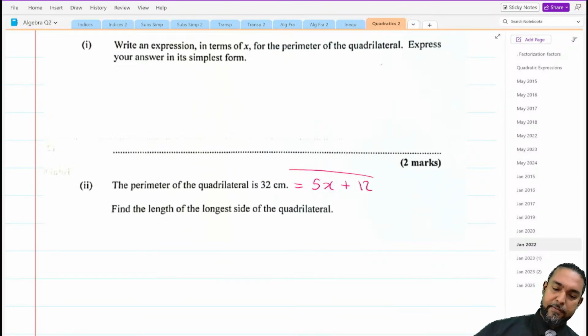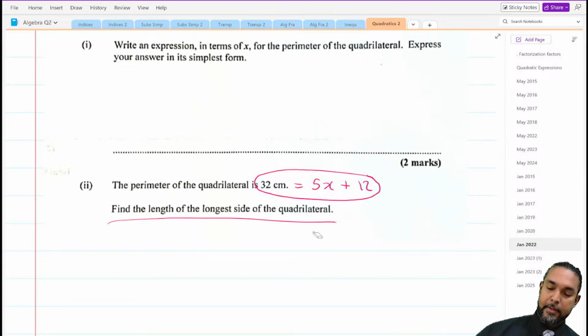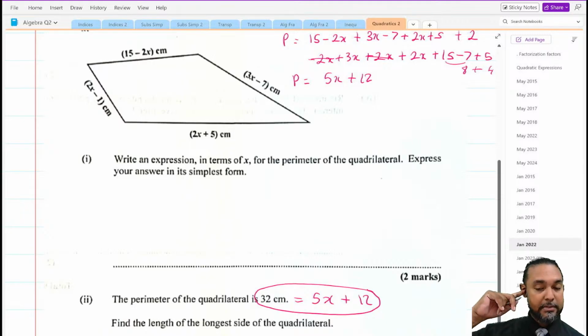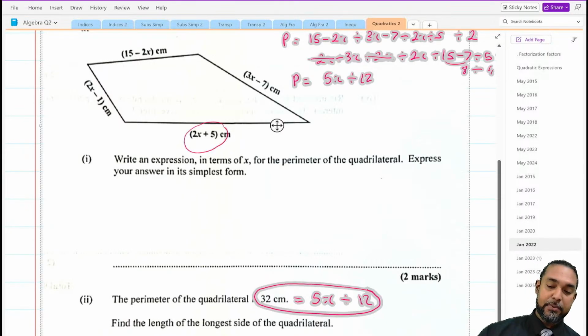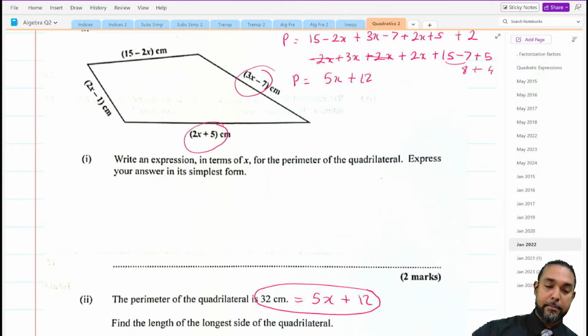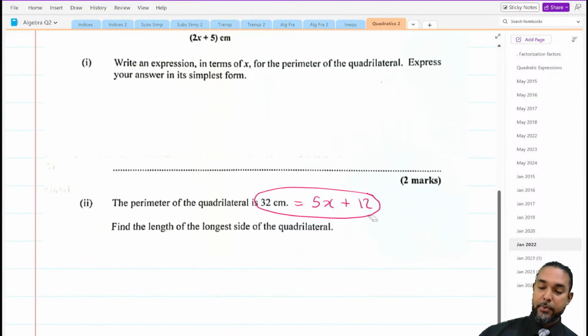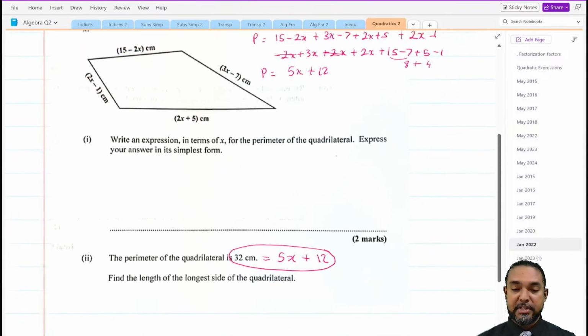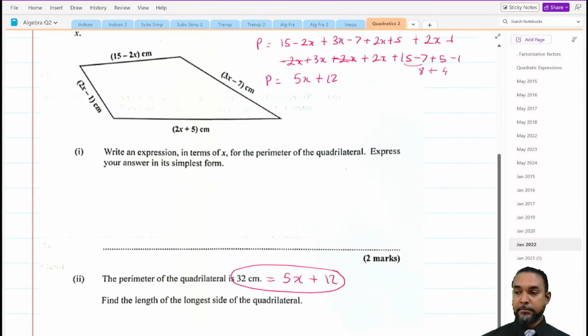So if the perimeter is equal to that, find the length of the longest side. Now, we don't know which side is the longest side. I would probably guess it's either going to be this one or that one. But the first thing we have to do is find the value of x. So using this equation down here, 5x plus 12 equal to 32, solve for x, and then go back and figure out which of those sides is the longest.